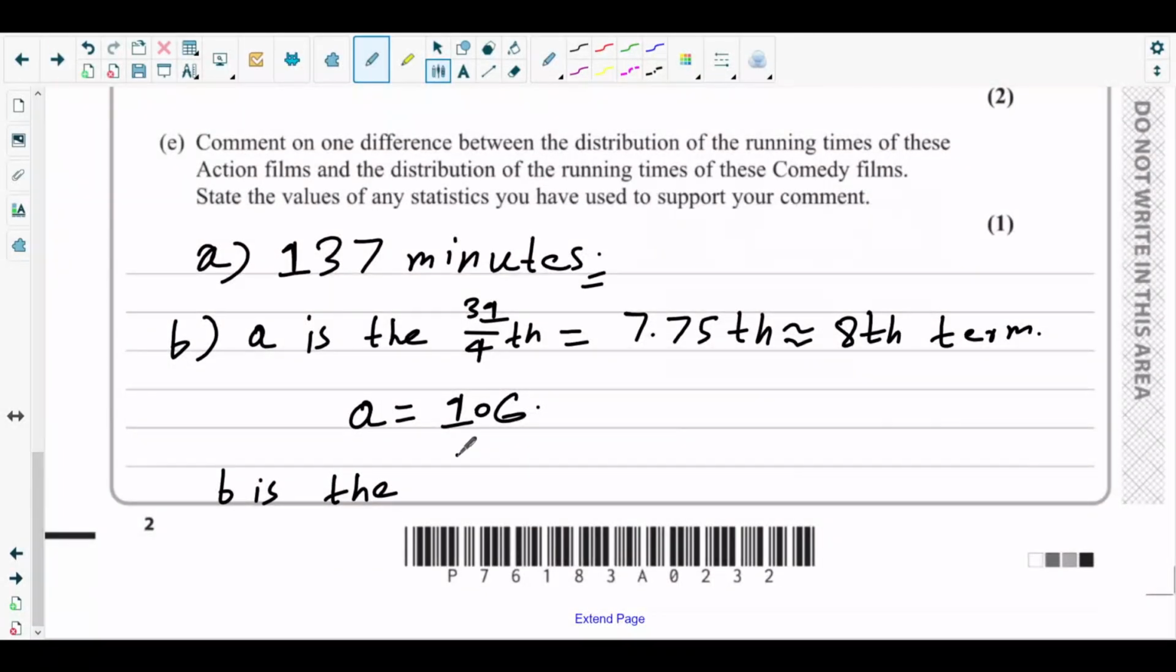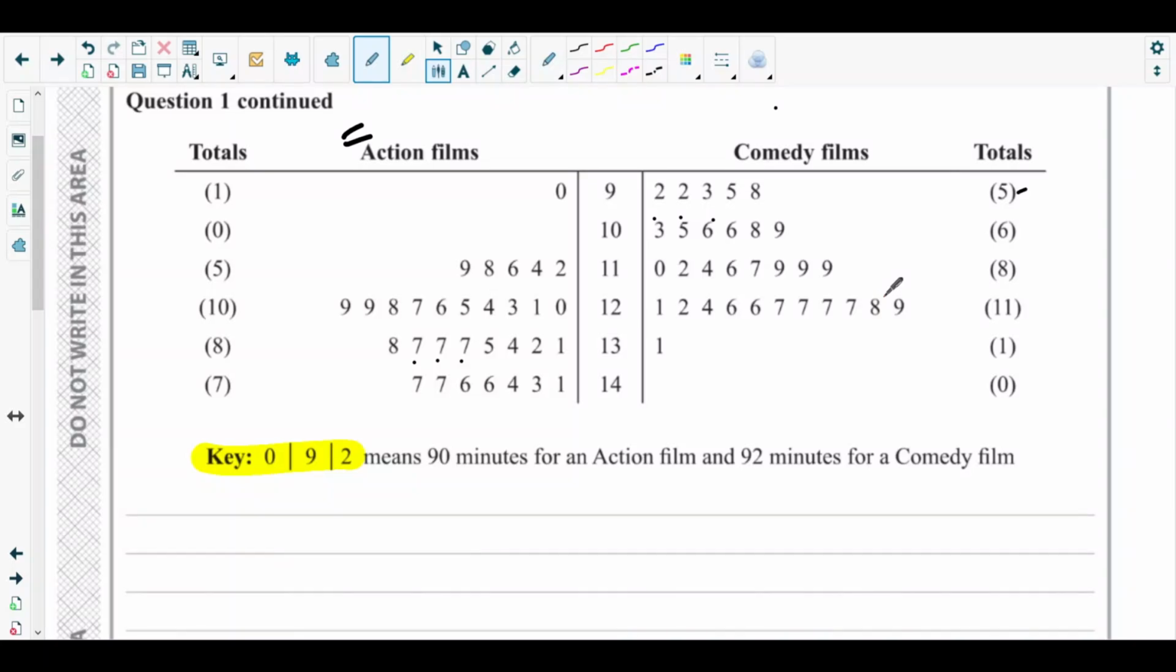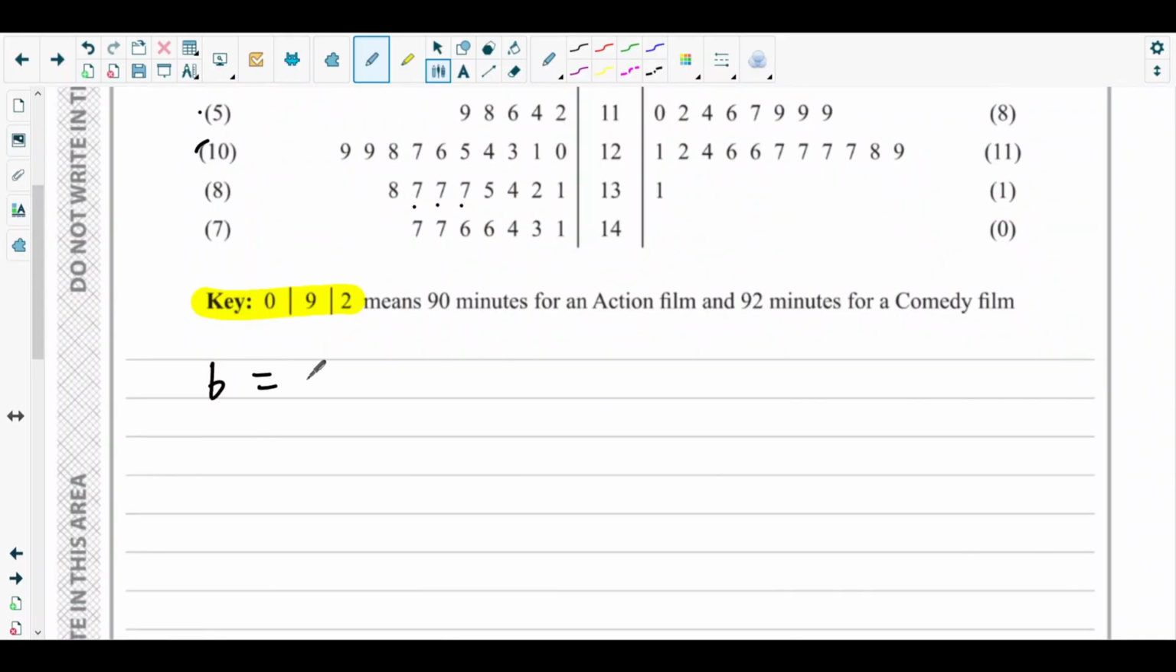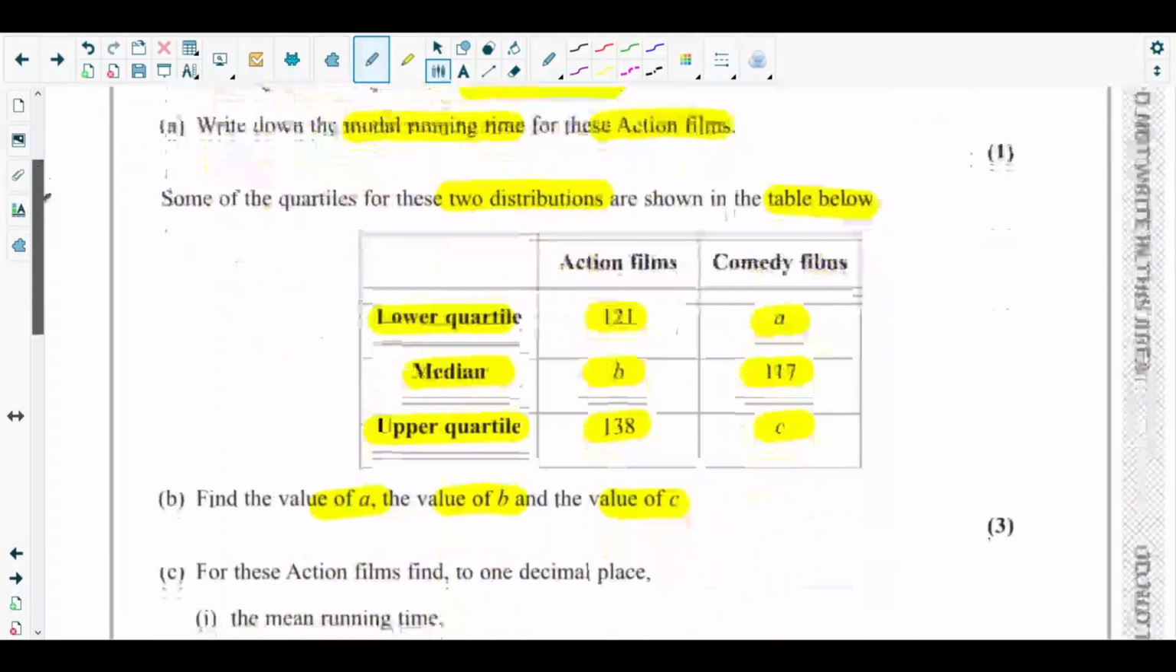So this is n over 2, isn't it? So 13 over 2, which is basically 15.5th. That is the 16th term. So B would be the 16th term for action films. So this is 1, 6 and 16, 10. This is 129, right? So B equals 129. Done.